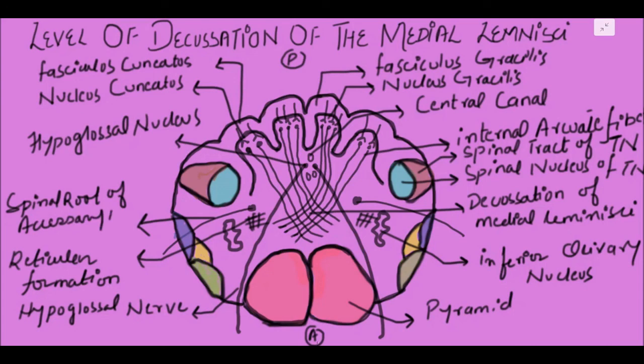So these are the features which we can find at the level of decussation of the medial lemnisci, and these tracts have already been discussed in my previous video. You can go and watch it there. This is the posterior spinocerebellar tract. Here we have the lateral spinothalamic tract, and in green we have the anterior spinocerebellar tract. So this was all about the level of decussation of the medial lemnisci.